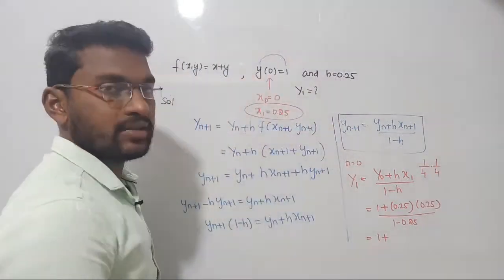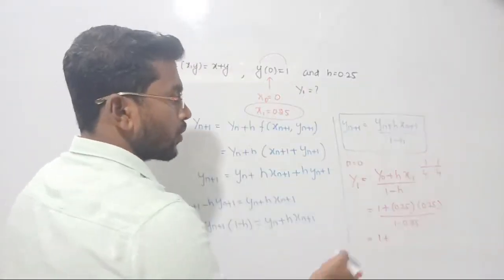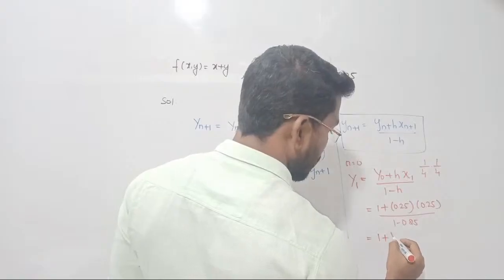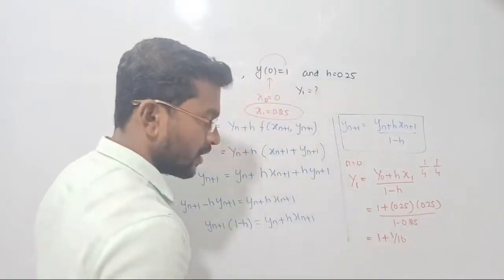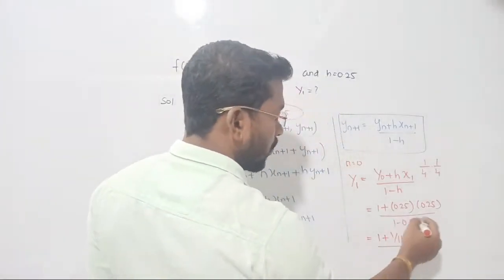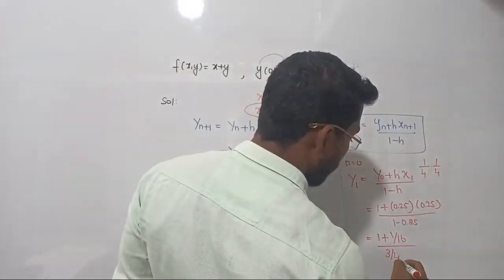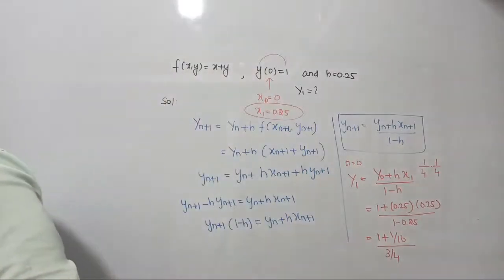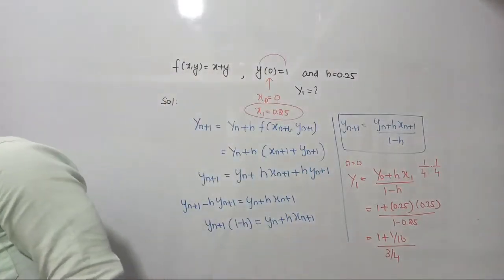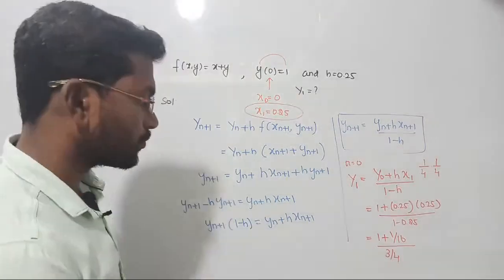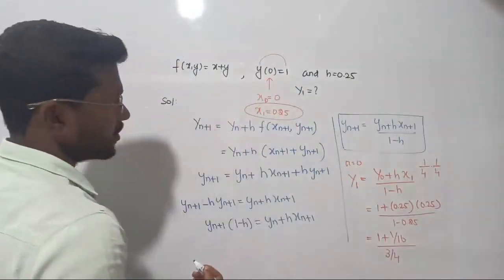Do I have any mistakes? No, right? So 1 by 4 into 1 by 4 becomes 1 by 16. In order to get a clear idea, I am writing it like this, 1 upon 16. 1 minus 0.25 will become 0.75, or we can consider 3 by 4. Is it visible? I am just writing it. Yeah, I think that is visible. Let's continue our journey. Let me rub this portion.